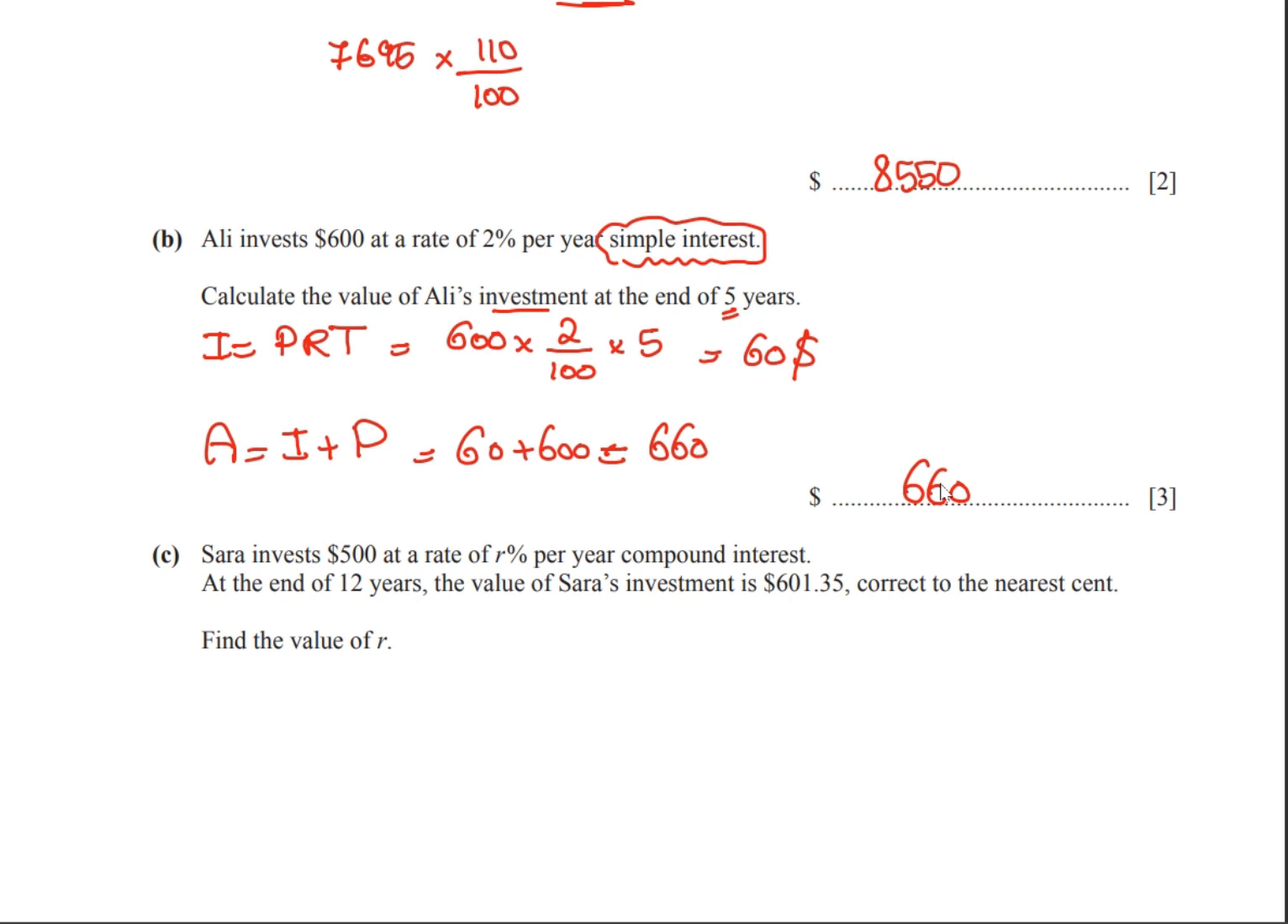The only interest, it will be $60. But if he's asking you about the whole investment or the total amount in the bank account, for example, so it will be 660. You should add the first investment to the interest you got. And this is in the rule of the simple interest.